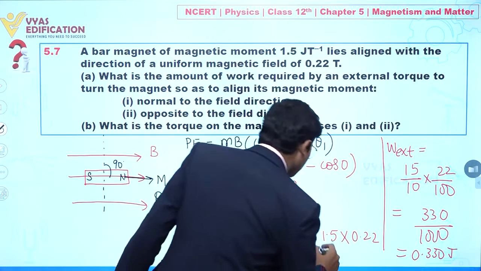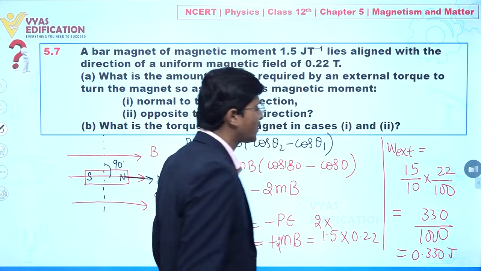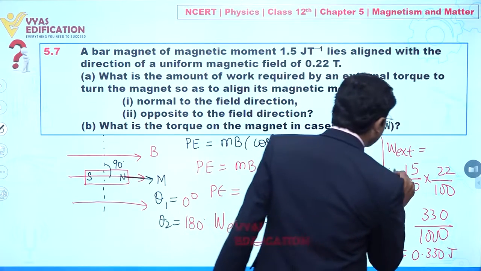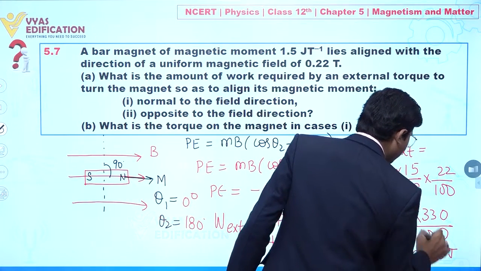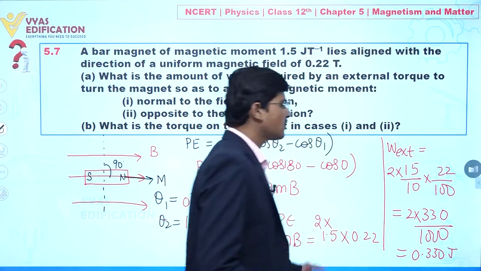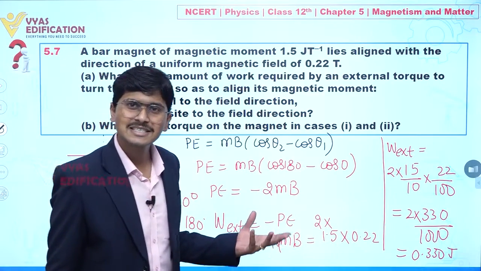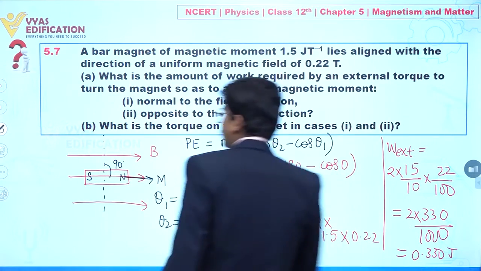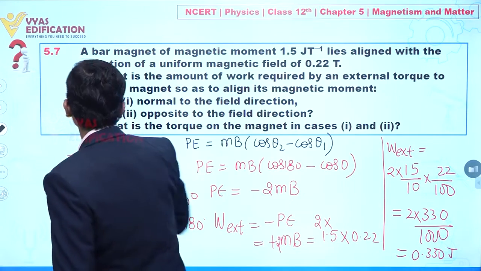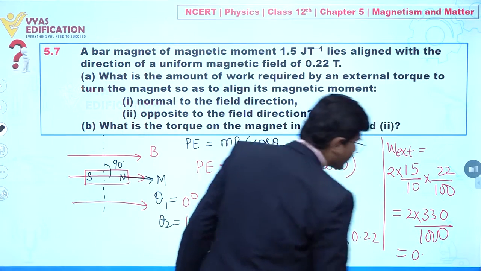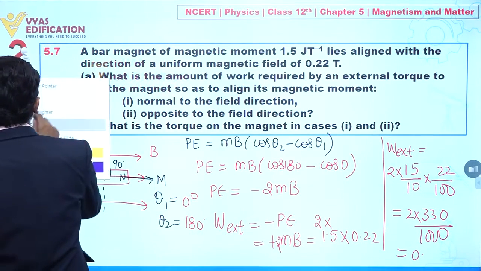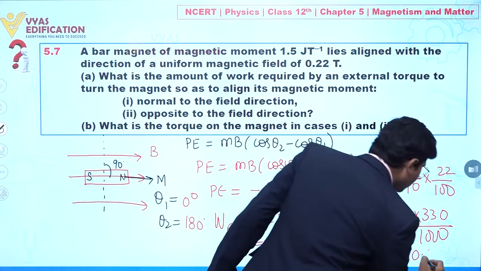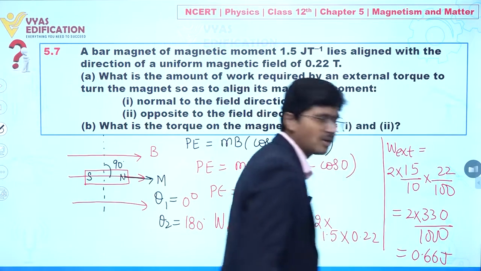Clear? It means we have to multiply here by 2 also. So we can write like this, 2 multiplied by this one, 2 multiplied by this one. So the final answer we are getting is 0.66 joule. So what is the correct answer here? The correct answer is 0.66 joule. Clear to everyone?